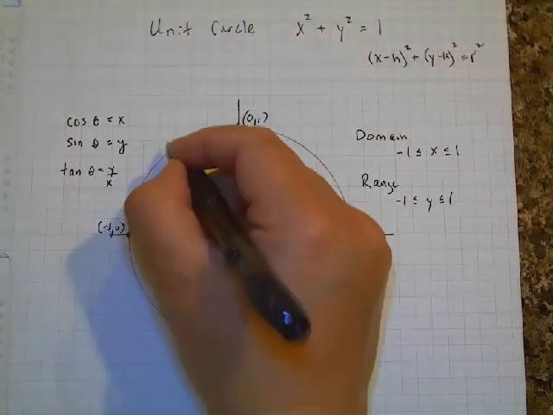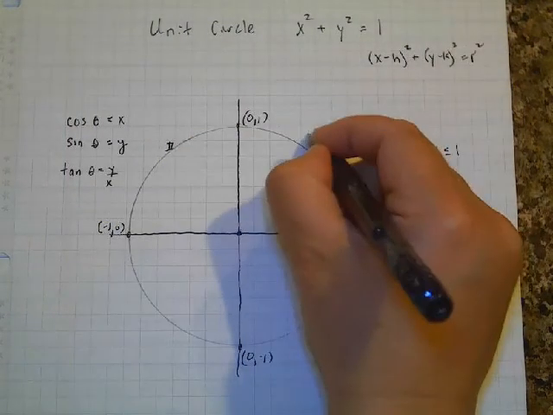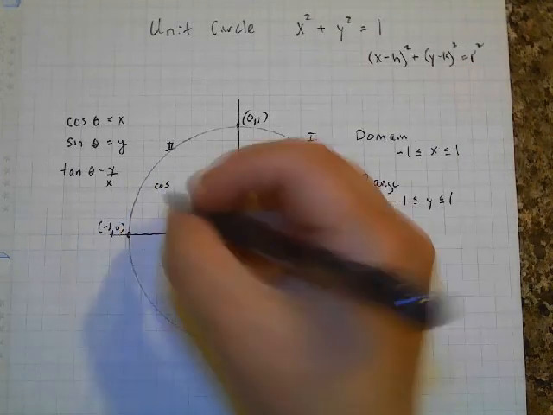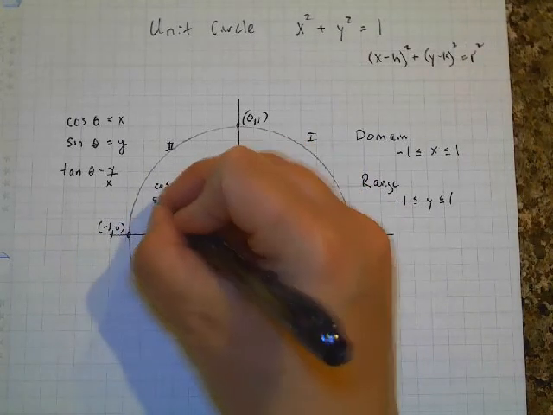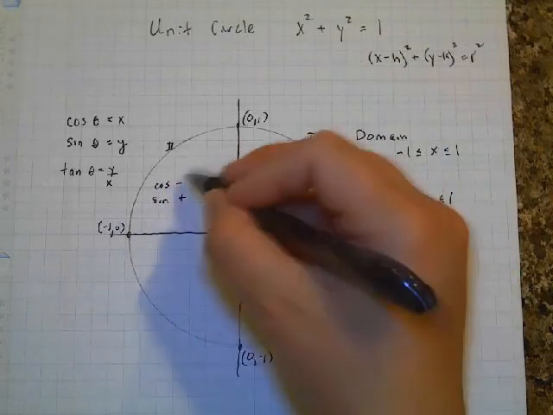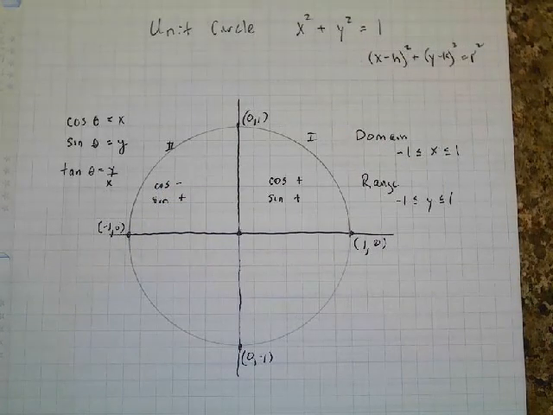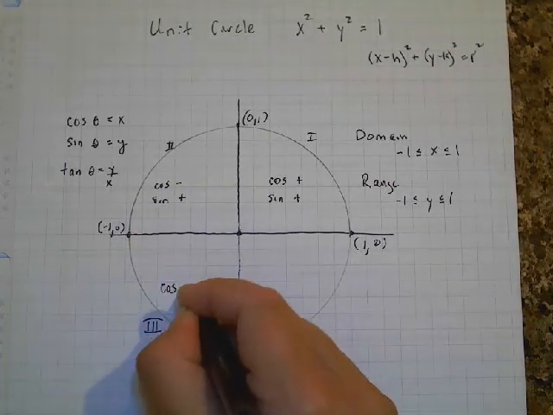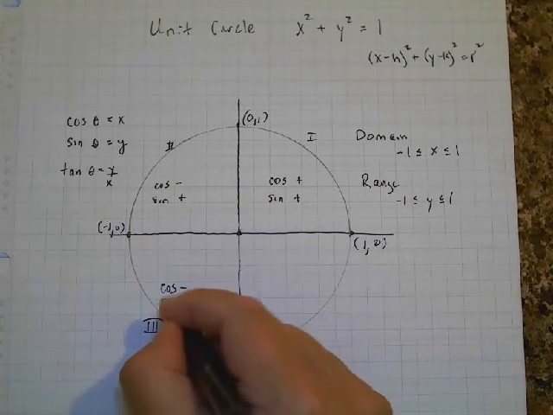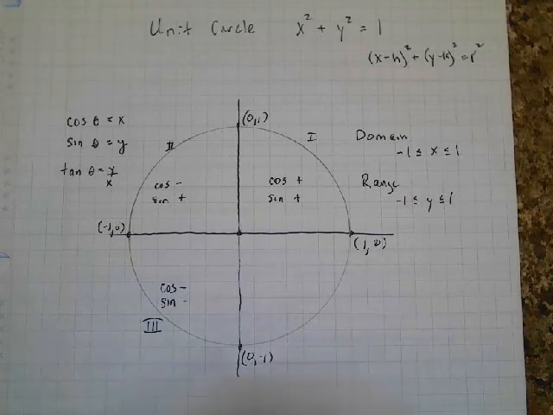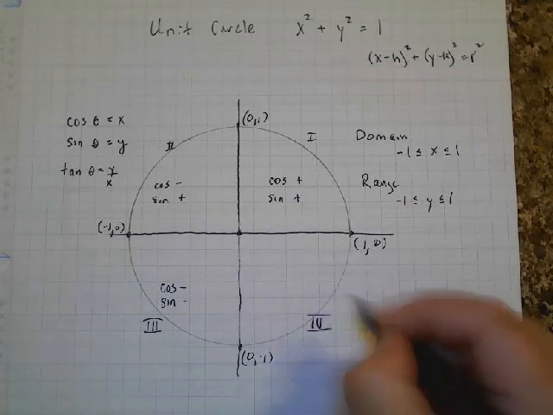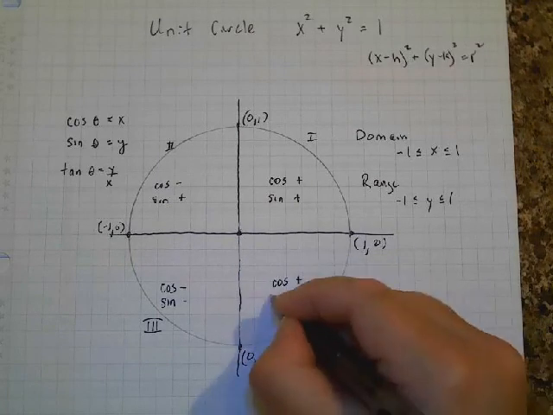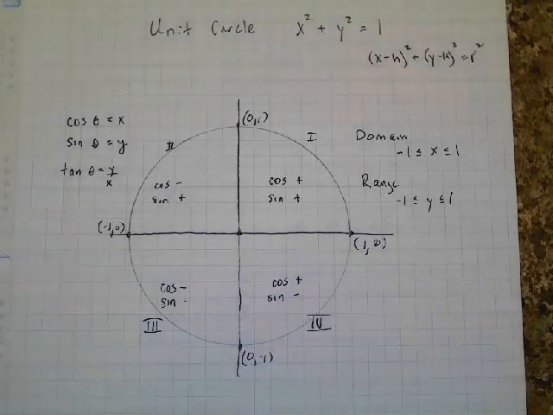In the second quadrant, since you go to the left of the origin, cosine is going to be negative, but sine is still going to be positive because you would go up. In the third quadrant, cosine is going to be negative, and sine is going to be negative. And in the fourth quadrant, cosine now is to the right, the x value is positive, and sine is negative.